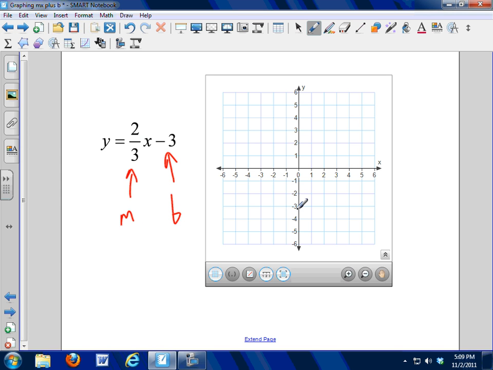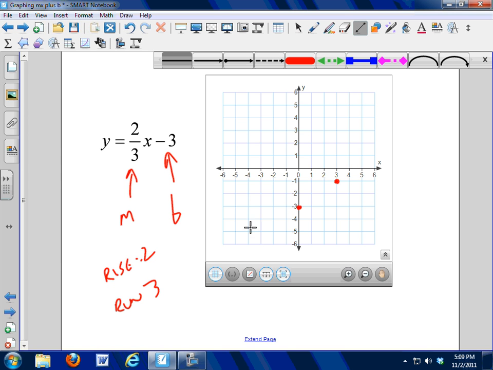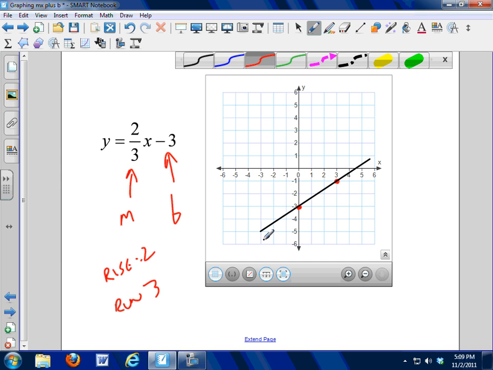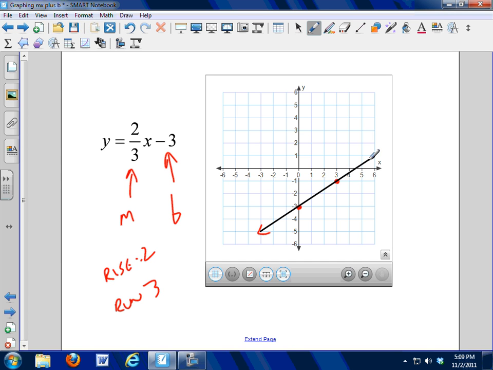In this case, it's -3, so we're going to start down here at -3. My slope, my rise and my run: my rise is 2, my run is 3. So from here, I'm going to go up 1, 2, and over 1, 2, 3, and grab my line tool and see what can happen there. See if I can make this work out so I get a nice straight line. Looks like maybe it will, something like that. Okay? Grab your pen back, arrowheads because it goes forever.